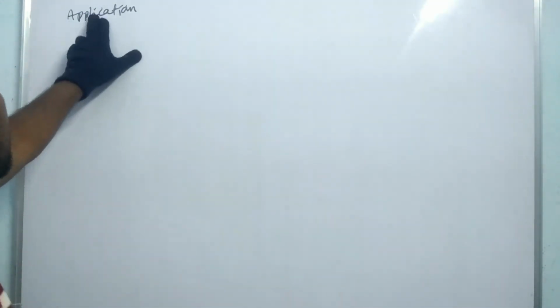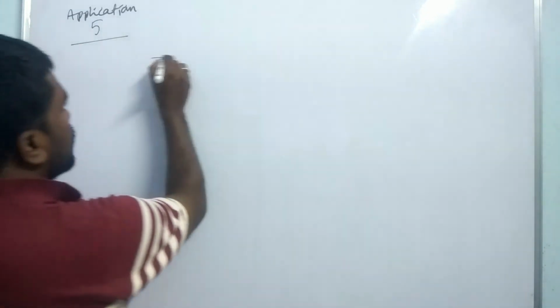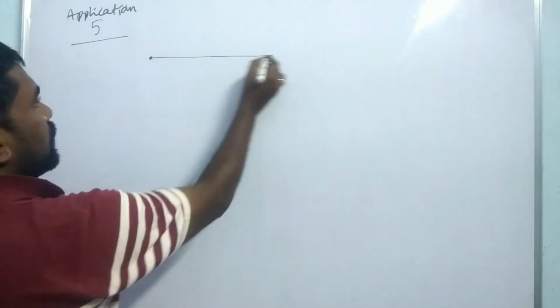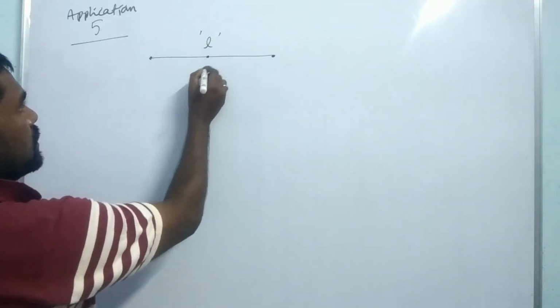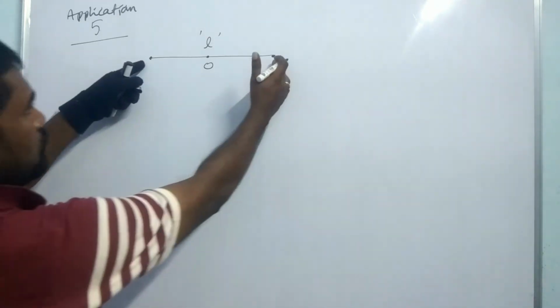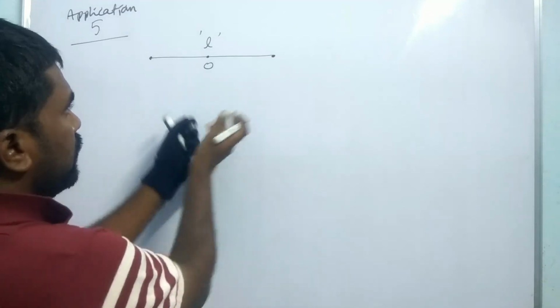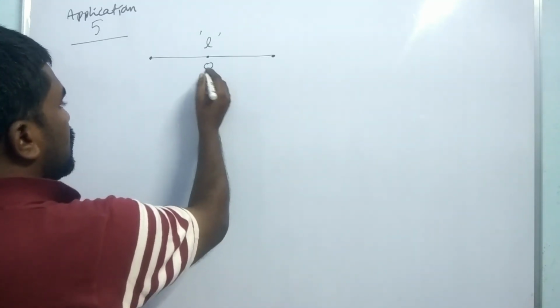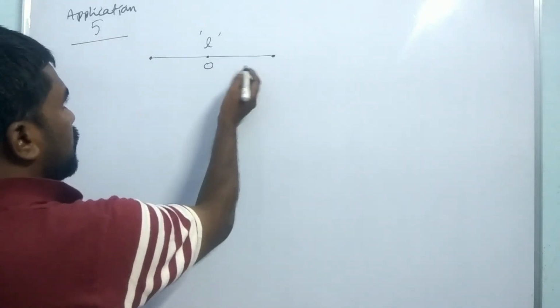Shift of the center of mass. So this is application 5: a straight wire has length L, and its center of mass is located at O. This wire is bent in the shape of a circle, so the two ends are bent this way.